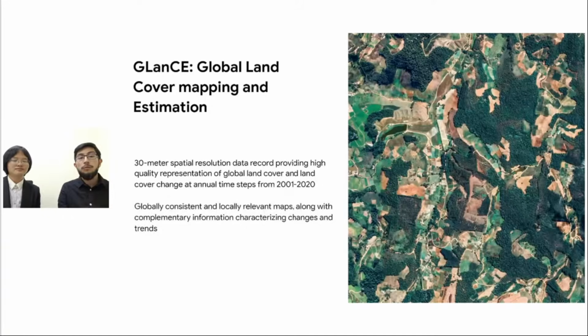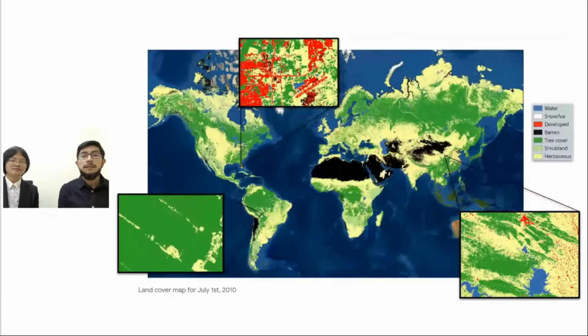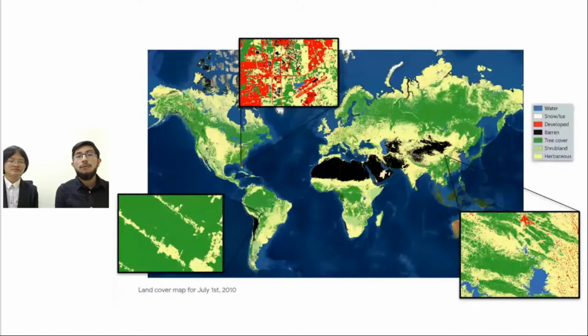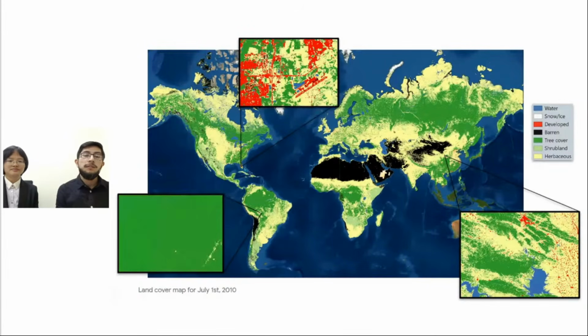And so what we want to do with this project is to provide globally consistent, but also locally relevant maps. And we want to characterize the change and the trends that we see in our results. So these results are very preliminary. This is a global map of land cover for 2010. And what you're seeing here are 3 different scenarios in 3 different places of the world.